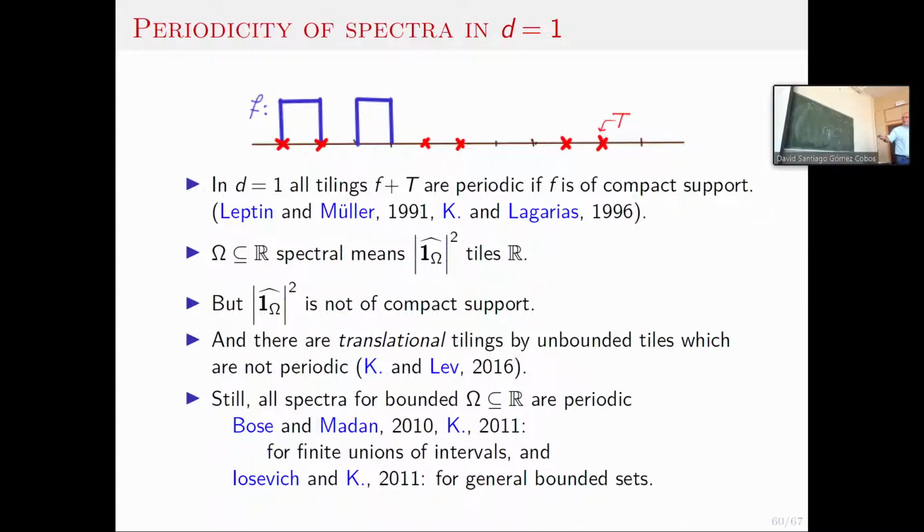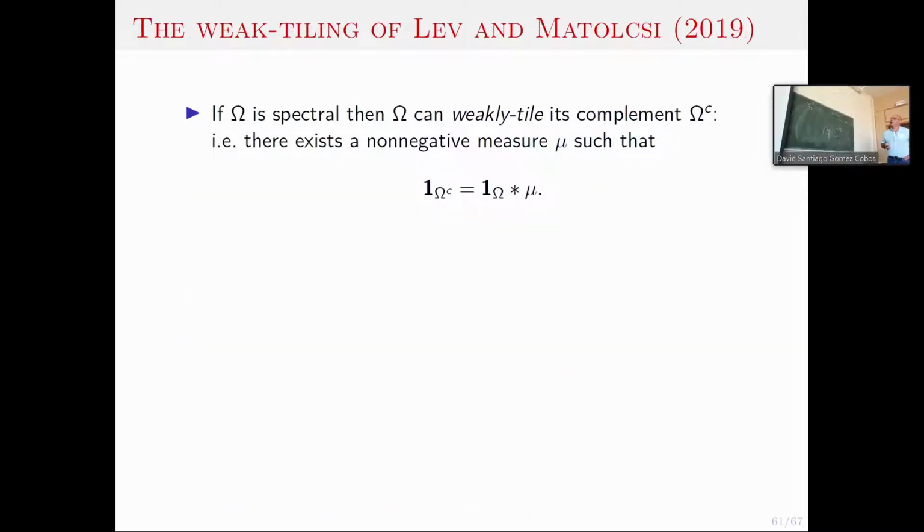It had been done for unions of intervals by Bose and Madan and myself before that, but we found the right approach in 2011. We proved that all the spectra are periodic in the line. Of course, it's not true in higher dimension. Neither is this. Okay, this is what led Lev and Matolci to prove the conjecture for convex polytopes.